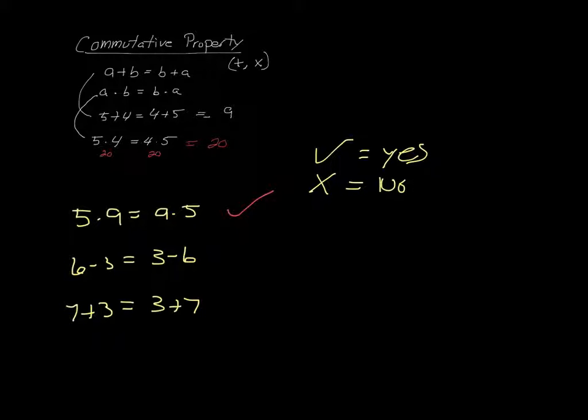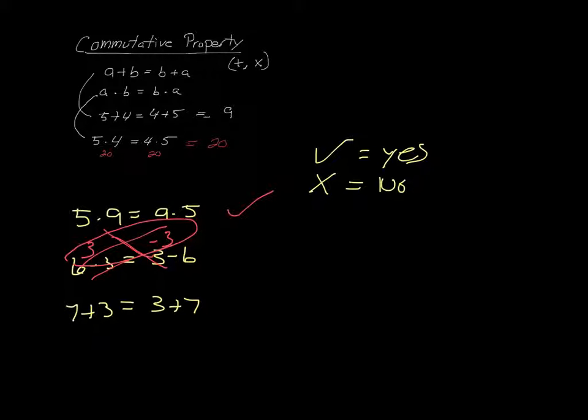Nice job. The next one I have is 6 minus 3 and 3 minus 6. Well, 6 minus 3, ladies and gentlemen, equals 3. And then 3 minus 6 actually equals negative 3. So is this a commutative property? No, it's not. This is not an example of a commutative property. It does not equal the same exact answer.